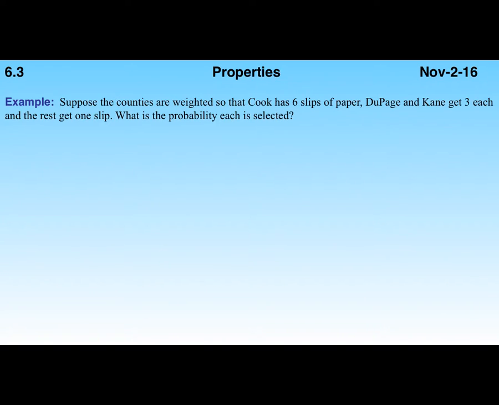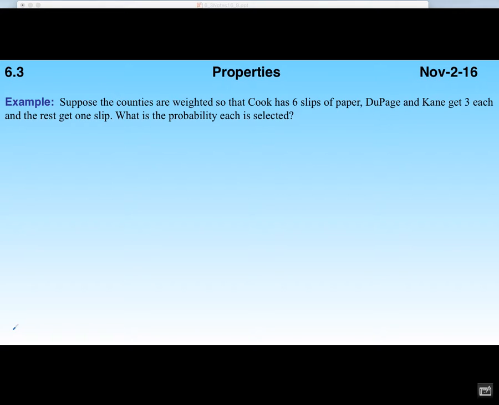Okay, so I said each one was equally likely. I just put them all in a hat and I was drawing out one name at a time. Now I'm saying that the counties are weighted. Cook County gets 6 slips of paper. DuPage and Kane get 3, and the rest get 1. What is the probability that each is selected? How would I go about answering this? How should you start?